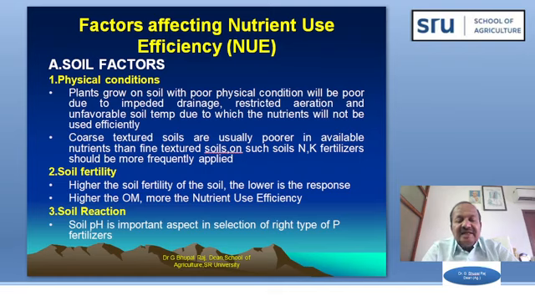Then coming to soil fertility, the higher the soil fertility, the lower is the response. The higher the organic matter, the more the nutrient use efficiency. That is a known fact. If the organic carbon content is more, whatever nutrient we apply, the use efficiency will be more. So if the soil fertility is already high, the response to the applied nutrients is low. Soil reaction, it is again the pH that plays an important role. Soil pH is the important aspect in selection of the right type of phosphorus fertilizers, for example.